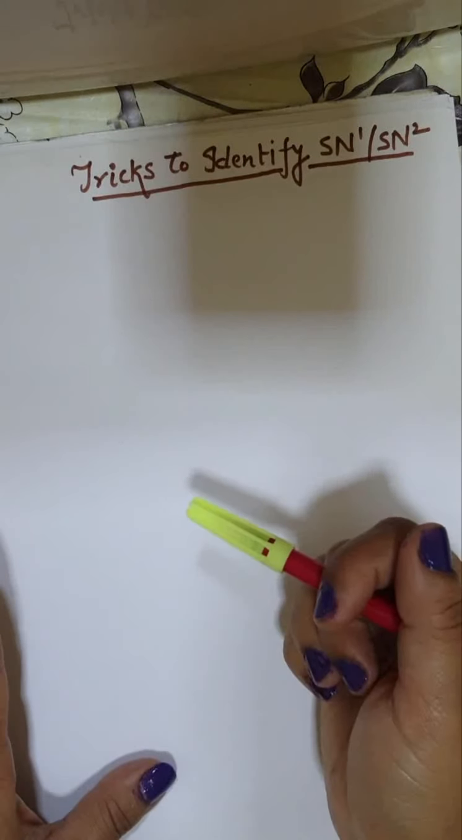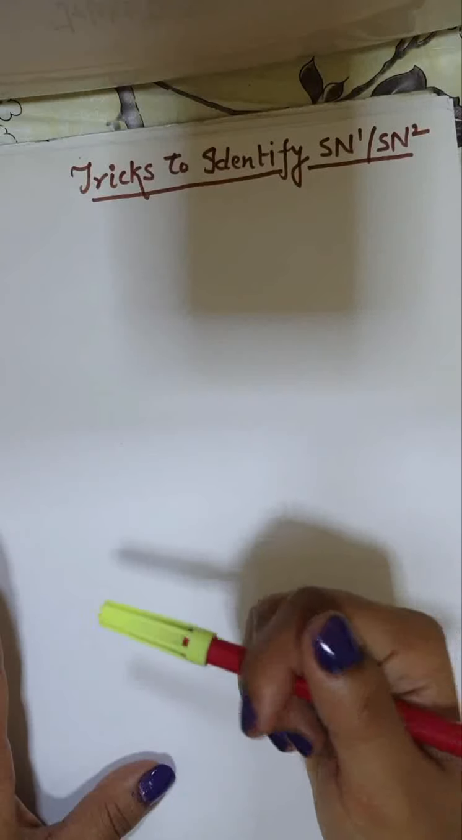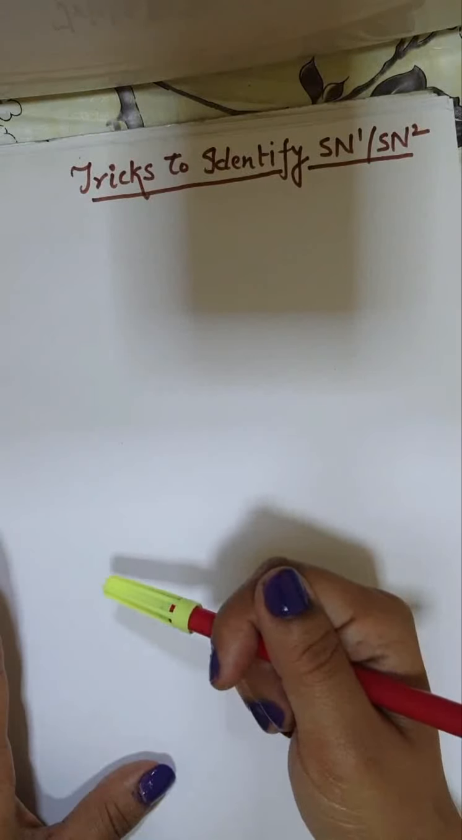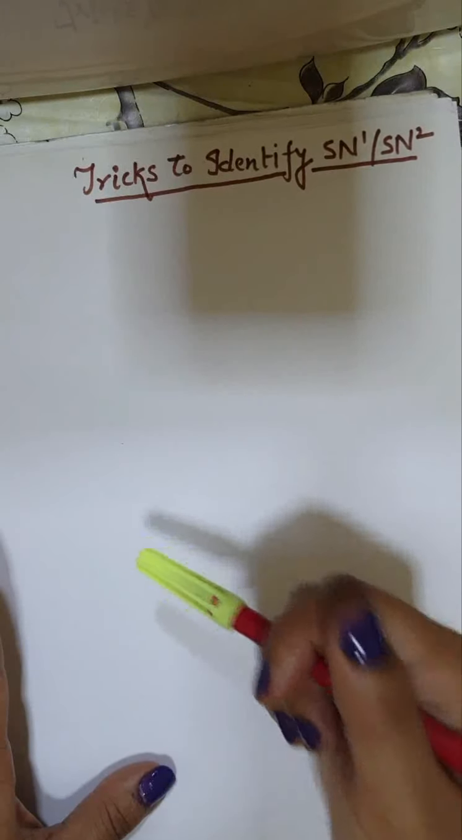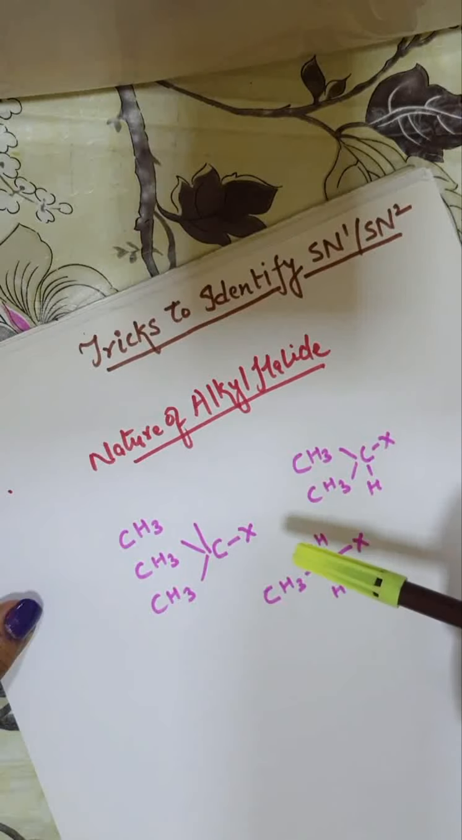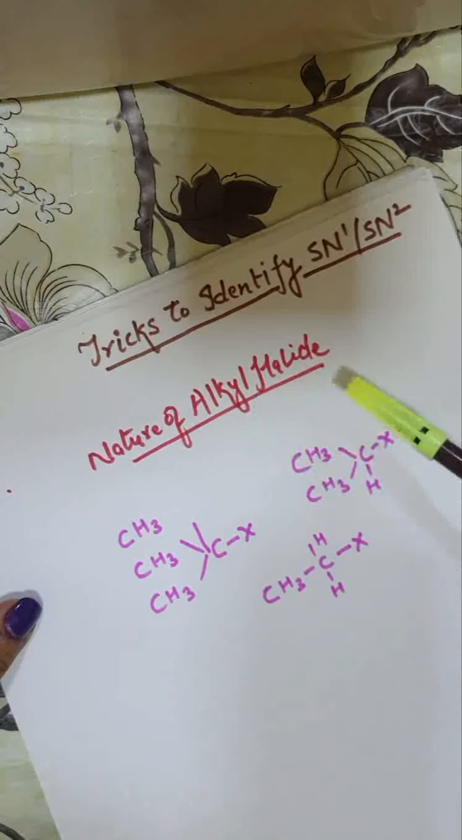Hello students, in the previous video I have explained SN1 and SN2 reaction. In this video I will discuss the factors which decide whether the reaction is SN1 or SN2. The first factor which decides whether the reaction will be SN1 or SN2 is the nature of the alkyl halide.